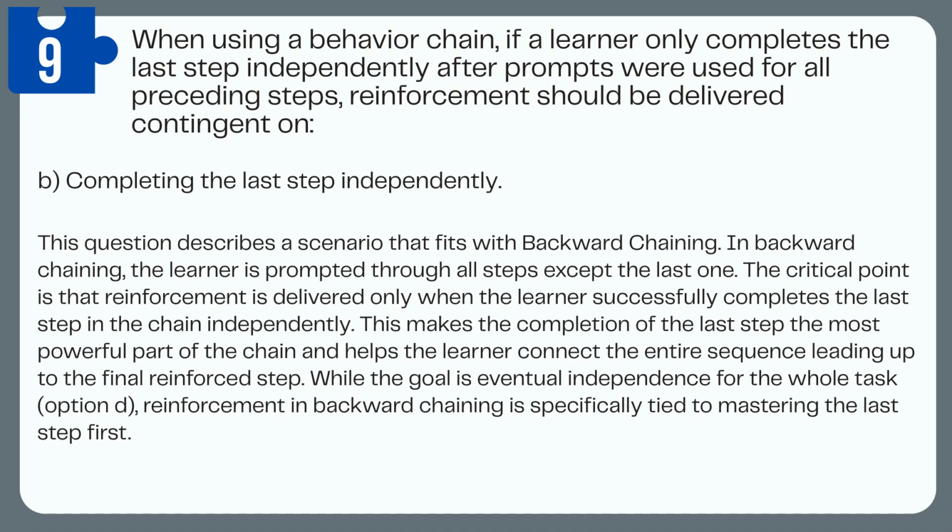Answer B. Completing the last step independently. This question describes a scenario that fits with backward chaining. In backward chaining, the learner is prompted through all steps except the last one. The critical point is that reinforcement is delivered only when the learner successfully completes the last step in the chain independently. This makes the completion of the last step the most powerful part of the chain and helps the learner connect the entire sequence leading up to the final reinforced step.